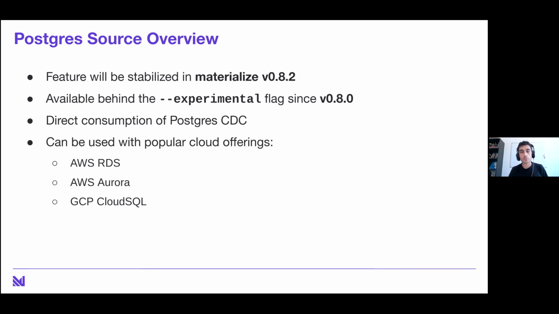The other important thing is that logical replication is something that you can use not just with a Postgres database that you're hosting yourself. You can use it with popular cloud offerings. I have listed three here that we know support logical replication. So if you have RDS with the Postgres variant, or Google Cloud SQL, you can certainly connect Materialize to one of these and get running.